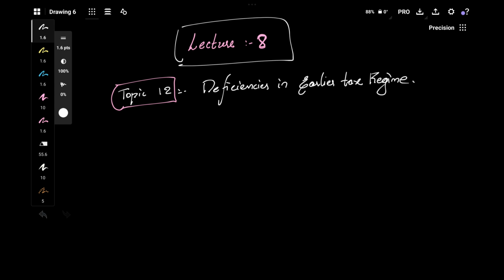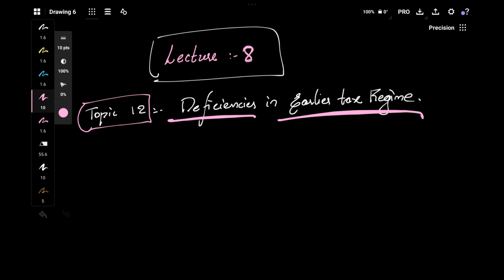Today it's our lecture 8 and our topic is what are the deficiencies in the earlier tax regime. The earlier tax regime is nothing but the system which was there before GST came into existence, the government system in taxation, in indirect taxes. We'll first learn these deficiencies in order to understand the value of GST, obviously, right?